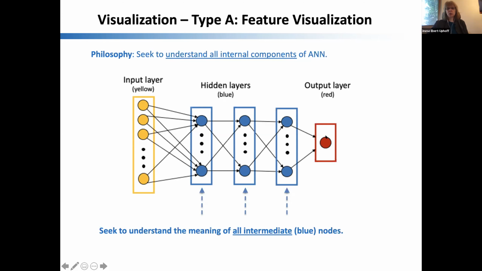The same thing is true for the output. It could be one node, it could be many nodes, but you pretty much know what every neuron over here corresponds to. That is usually not true for all the nodes that are in between. Those are called the hidden nodes because you don't really know their meaning. And what these type A feature visualization methods do is that they're trying to figure out what one or more of those neurons, specific neurons, mean. What is the physical or otherwise meaning of those specific neurons? So you're trying to get into the internal components of your neural network.